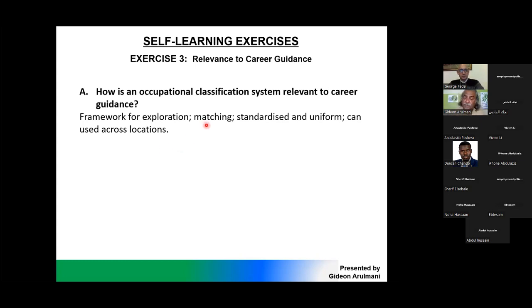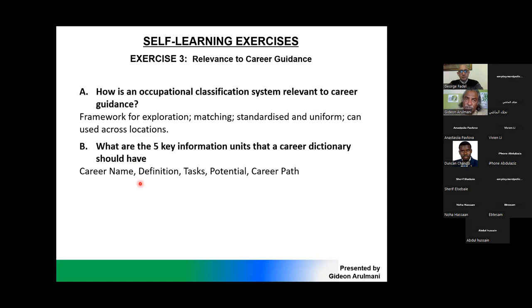It gives us a framework for matching. If I have high linguistic, then what are the linguistic careers? Journalist, teacher, lawyer. So there's a proper framework for matching. It's standardized. That means, as we said yesterday, for the whole country you can have the same language, the same definitions, the same description of a career. Or else we don't know what's happening. It varies from one counselor to another. So it can be used across different locations.